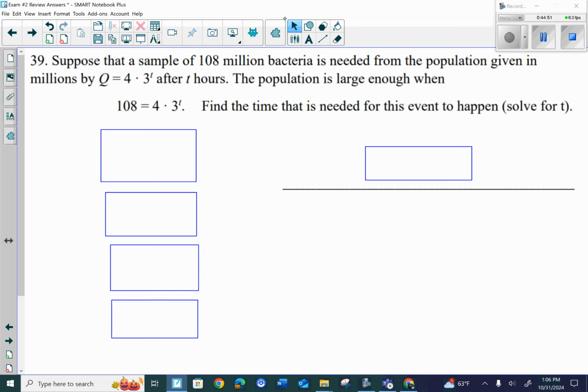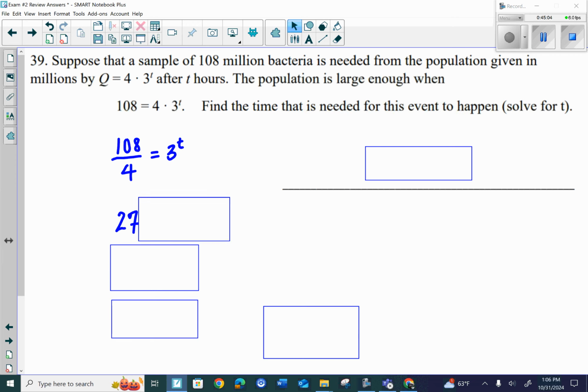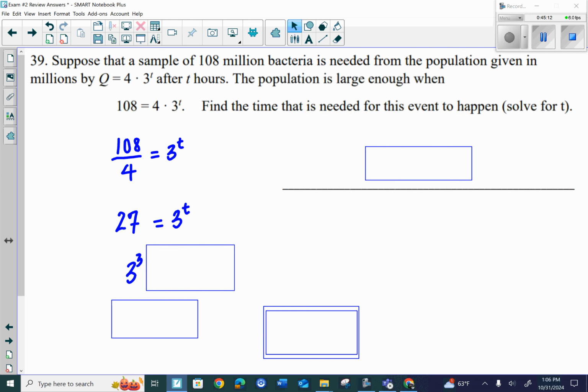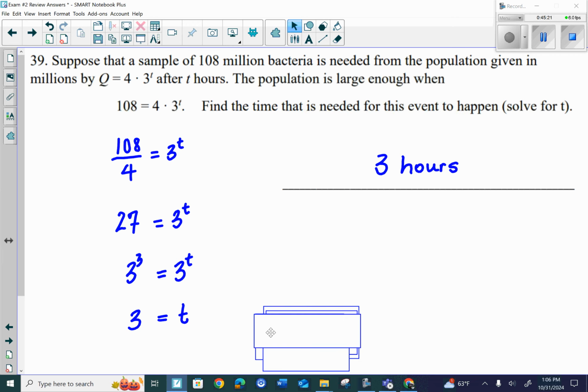So it's like solving for equations. You undo anything that you can do. So I see a 4 sitting out here, and I'm going to divide both sides by 4, my first thing. Well, 108 divided by 4 happens to be 27. 27 equals 3 to the T, which is really nice because I know 27 is equal to 3 to the third. And 3 to the third is equal to 3 to the T, so that means T must be 3. So the answer is 3 hours.